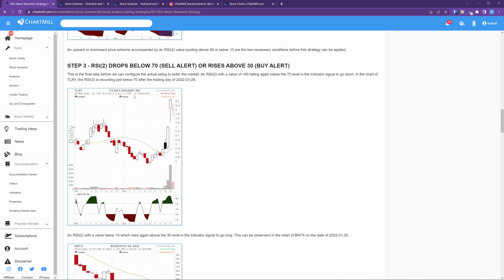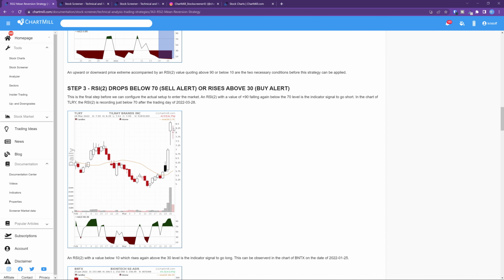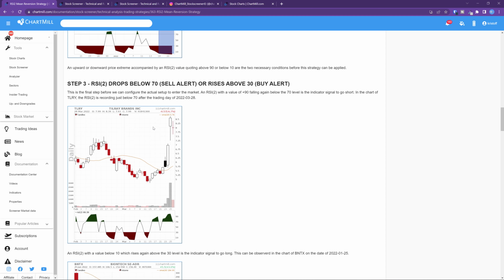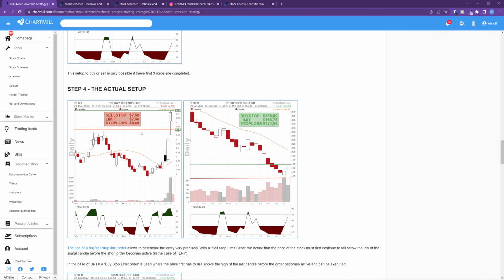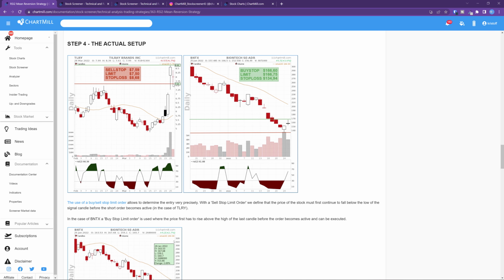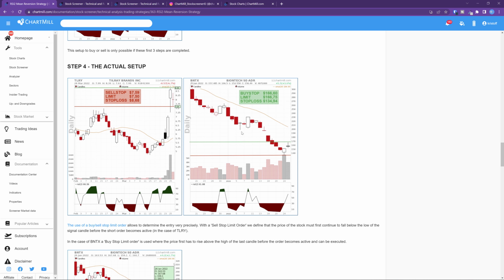So in this case, TLRY, Tilray Brands, we have a price extreme. RSI 2 goes above 90 and then drops back below 70. So this is an actual setup. And this is the actual setup then. Sell stop at 7.59 and a stop loss at 8.68. And in this case we have a bullish setup, a buy setup.